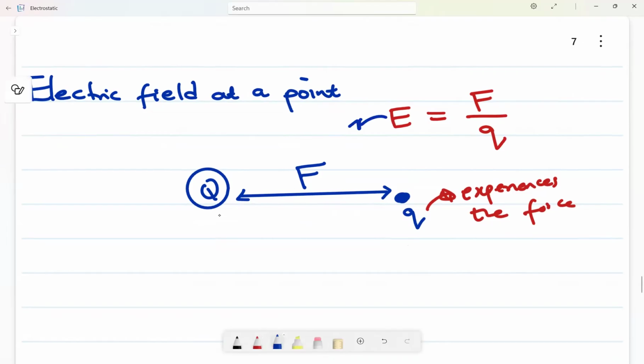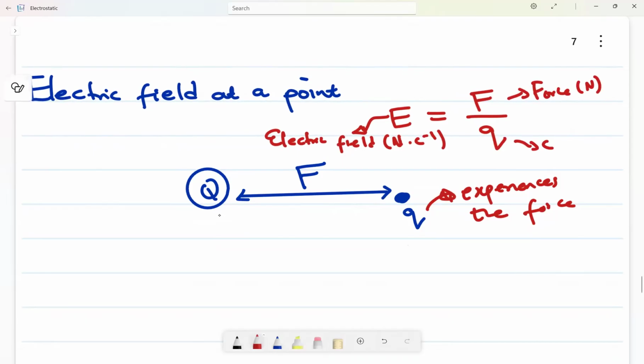Where E is the electric field, in newtons per coulomb. Why are we saying newtons per coulomb? Because this is a force in newtons, and this is a charge. How do we write charge? In coulomb. So it is newtons divided by coulomb.